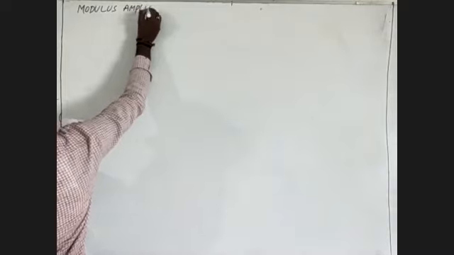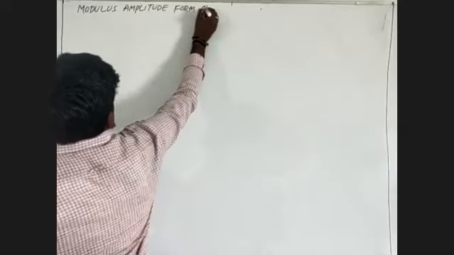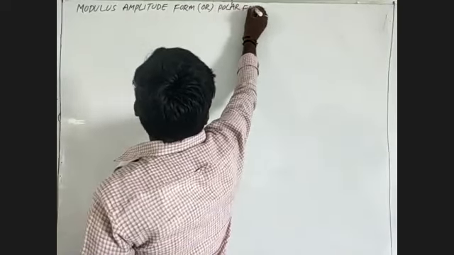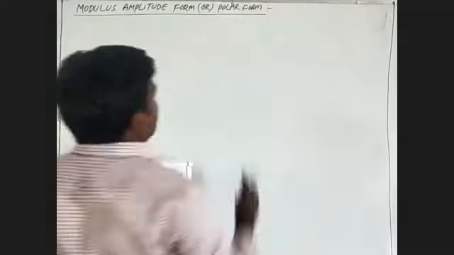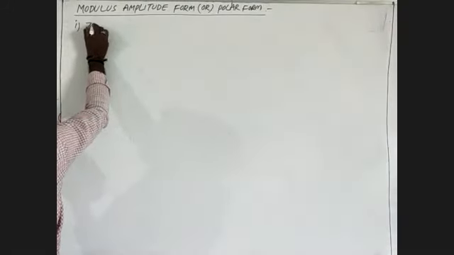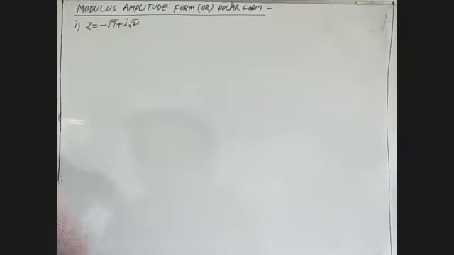Problems on polar form, or modulus amplitude form. Problems on modulus amplitude form or polar form. This is most important. The first one we will take is z is equal to minus root 7 plus i root 21.